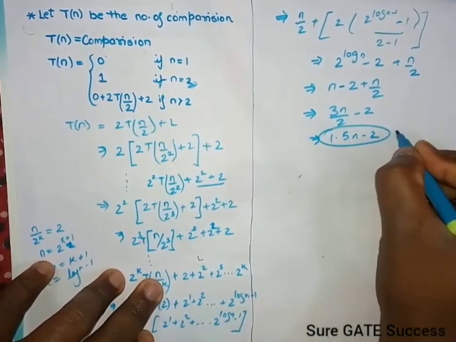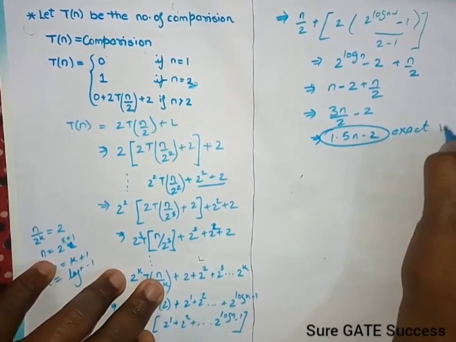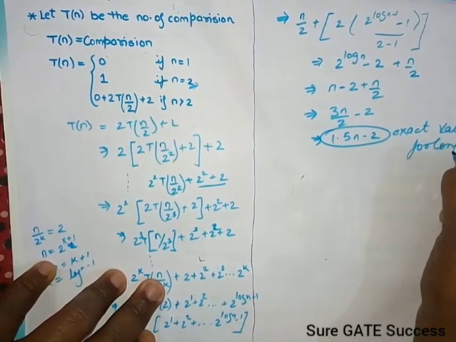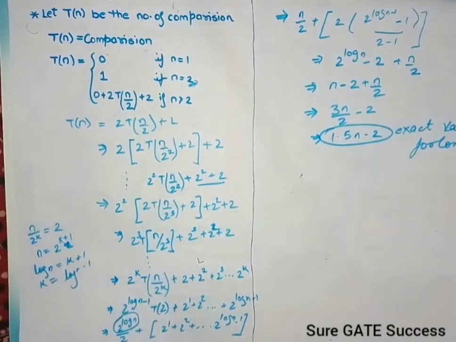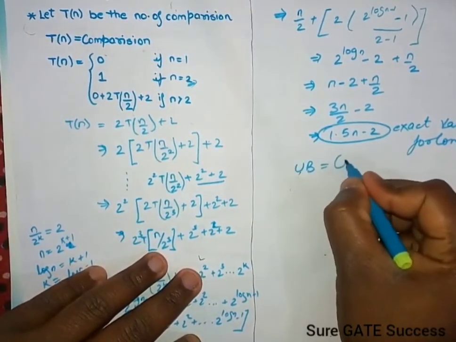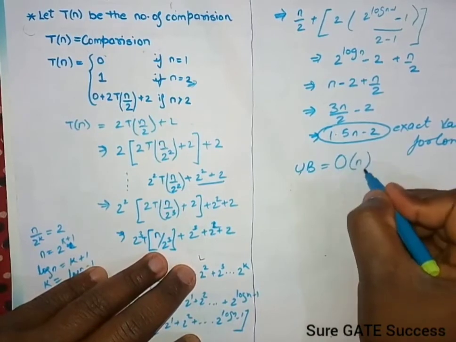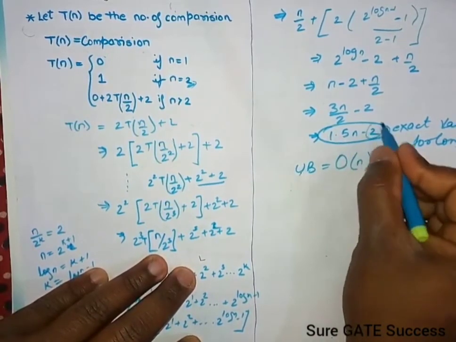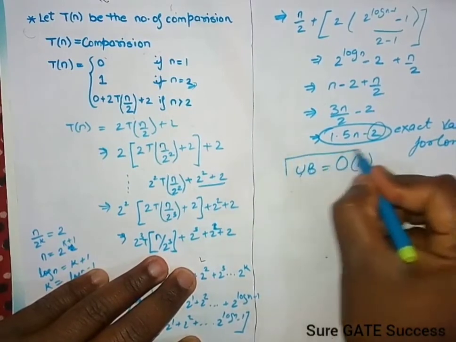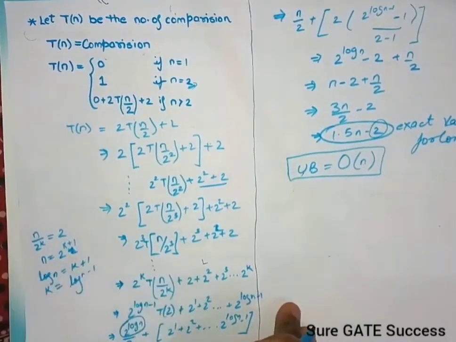It is the exact value for comparison. But if anyone is asking regarding the upper bound, what we can say is it is big O of n, because it varies only by a constant factor. Asymptotically it is equal, so we can say that the upper bound is big O of n.